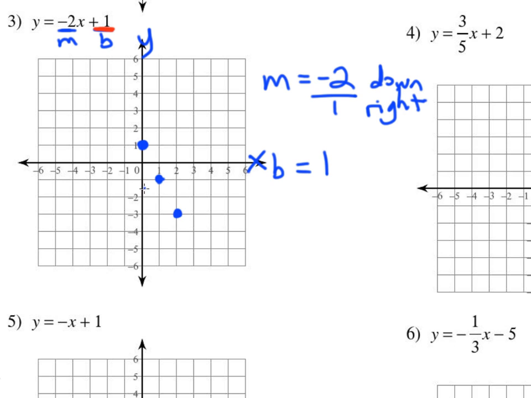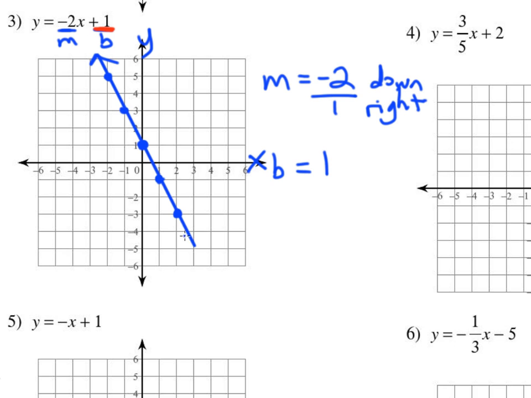That's enough. If you want to keep going, though, you can go down 2, right 1, down 2, right 1, or you could go up 2, left 1, up 2, left 1. Notice how it makes the same line. You don't need this many. You can just do like 3 dots, and that'd be fine. But let's go ahead and draw a line straight as we can with that ruler.